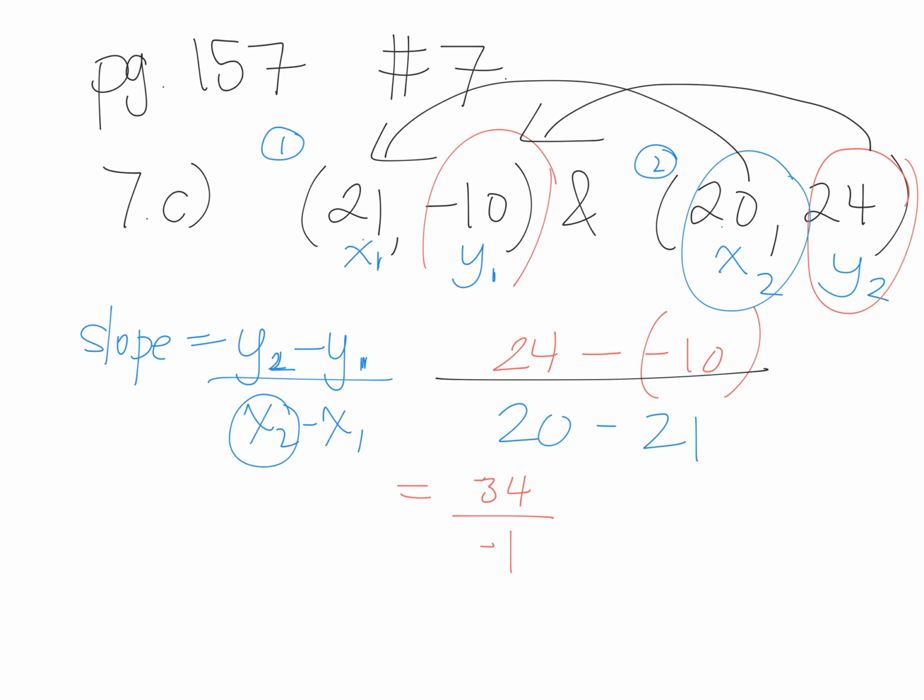34 over negative 1. The line rises by 34 and it has a horizontal distance of 1. So we can write it as positive 34 over negative 1, or you can just write negative 34. Positive divided by a negative is a negative. In the back of the book, they simplify it. I will accept this on the test because when you get into graphing, you should leave it as a fraction so you can see the rise and you can see the run. We're going to get into that later on.